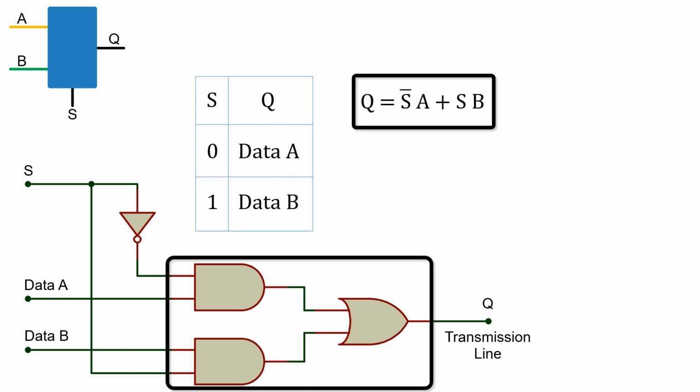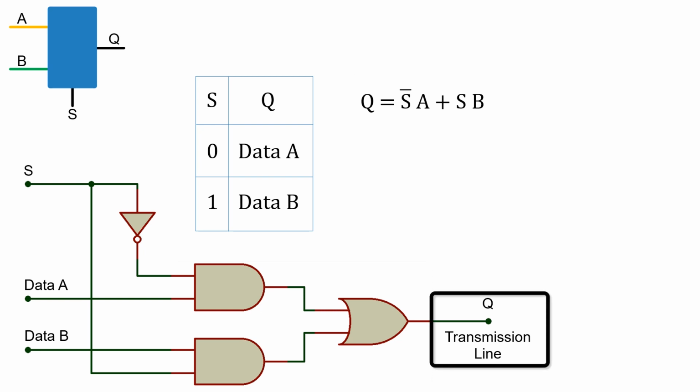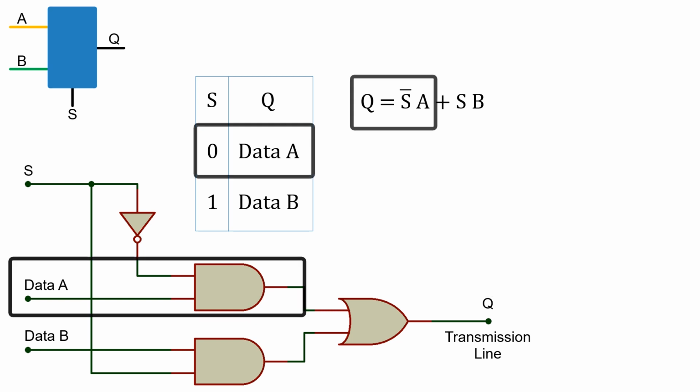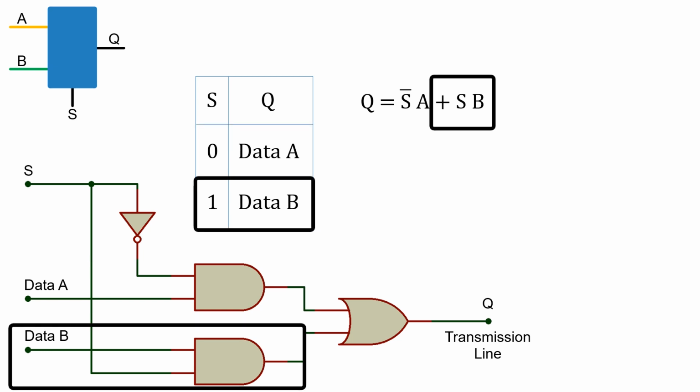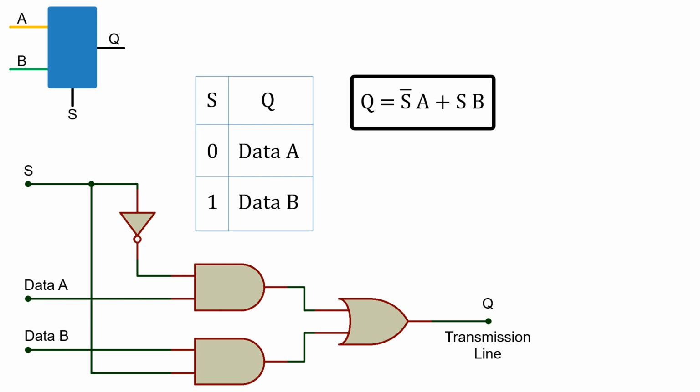Remember that we don't care whether the user data is low or high when we transmit it. We just transmit it anyway. The transmission line could be copper wire, fiber optic cable, radio or microwave link. The transmission line output Q equals not S and A, or S and B. This shows us how the logic came about for the circuit.